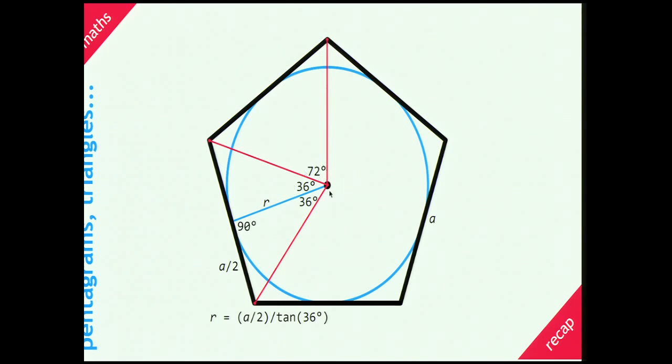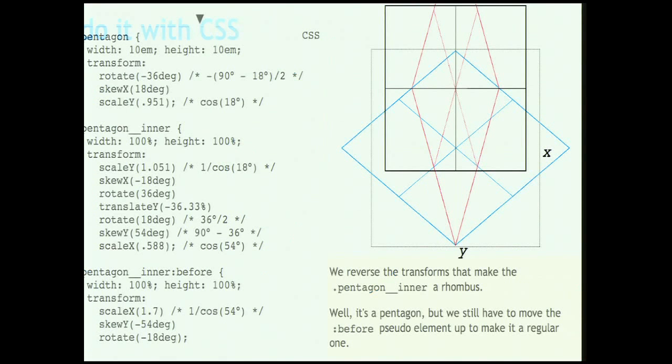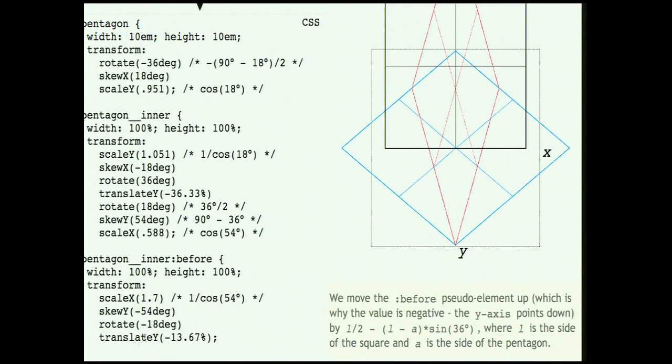So let's see by how much we need to move it up. This is a pentagon, and this is its incircle. This is the side of the pentagon, and we call it A. Half of it is A over 2. And the inner radius is going to be A over 2 over tangent of 36. So that's 13.67 out of the initial side. So we need to translate it up. That's why it's with a minus. So this is the regular pentagon.